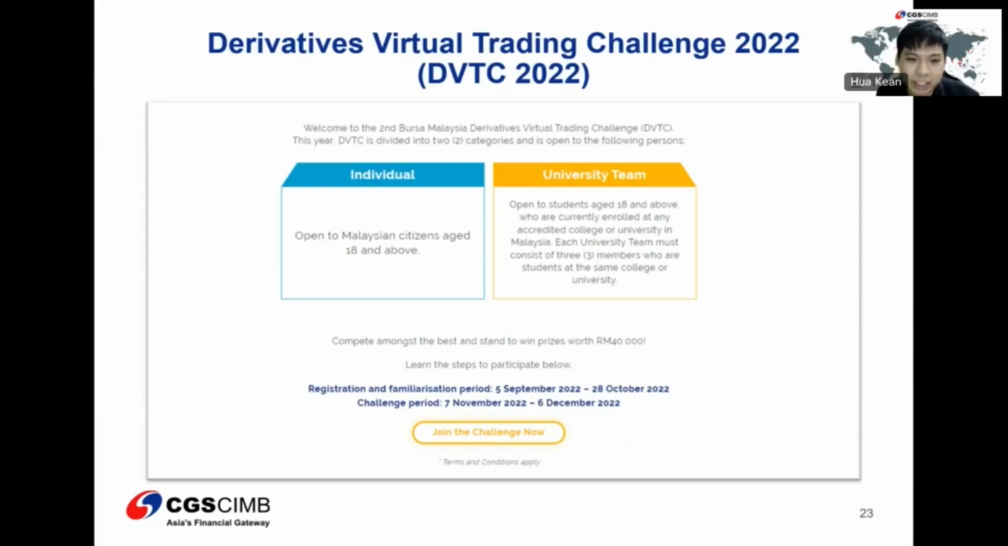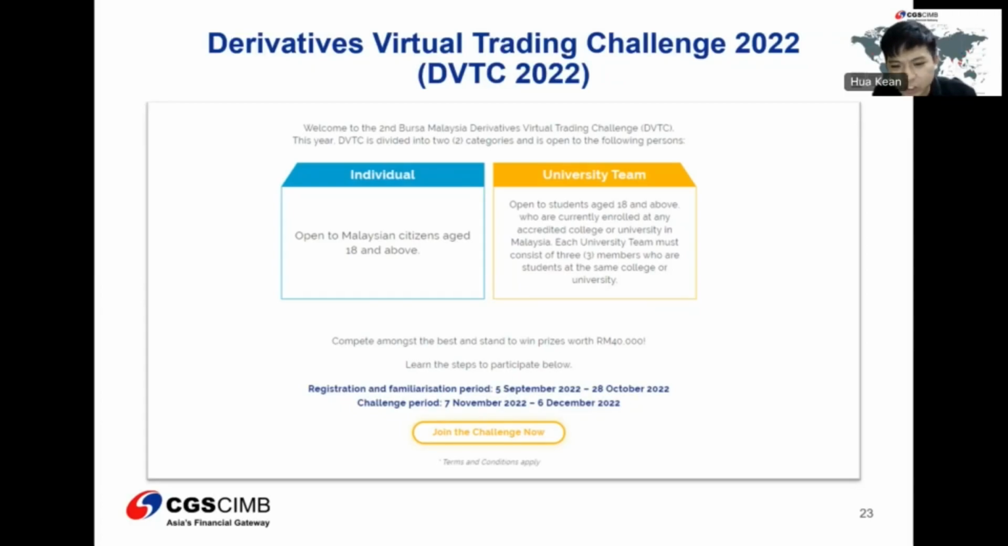There is an individual category as well as a university team category. If you're in a university and would like to participate together with your friends, you are more than welcome to join the university team. You just form your own group of 3 members, then register. If not, you will need to register for the individual category. The criteria is very simple: you need to be 18 and above to be eligible to join. For students, you need to be 18 and above as well, and be a university student.